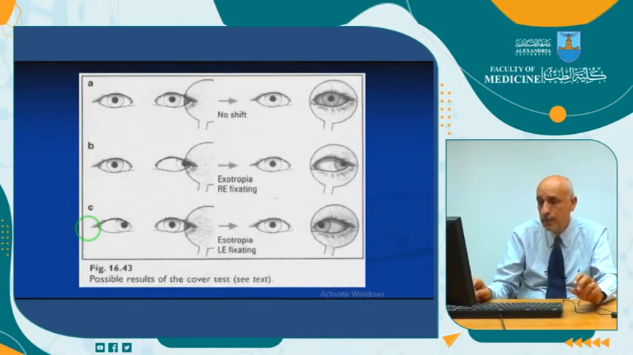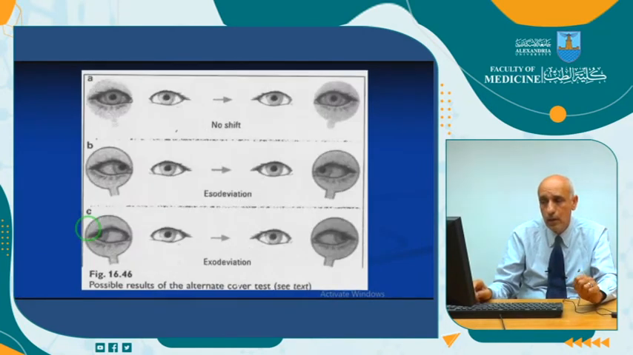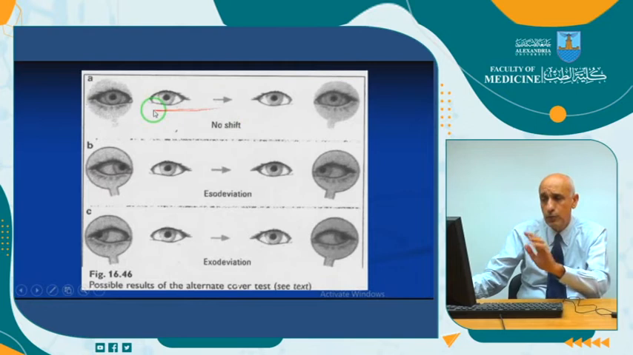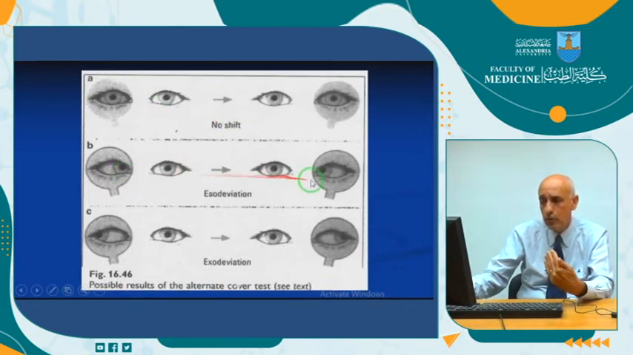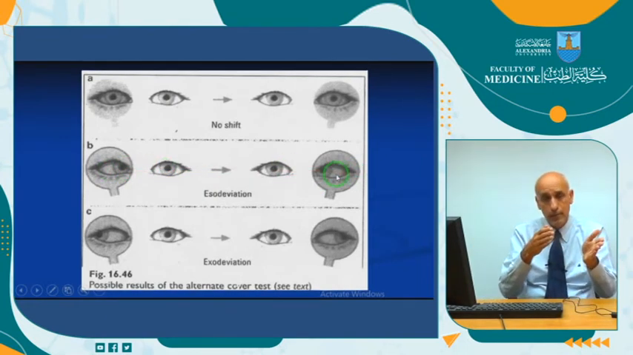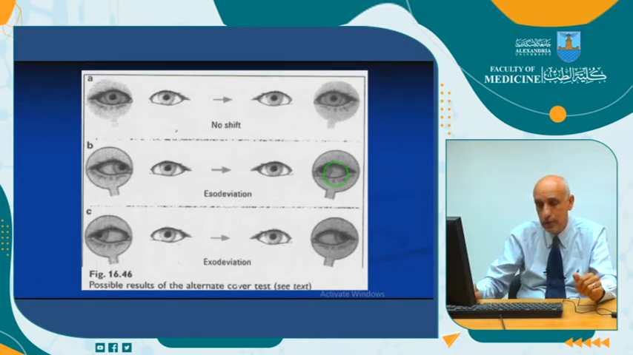This slide shows you some examples of the cover test. Here, there is no shift when you remove the cover. Here, when you shift the cover from this eye to this eye, the eye will shift. If the eye shifts inward, it is eso. If the eye shifts outward, it is exo.